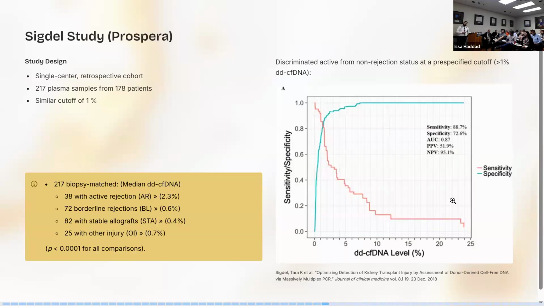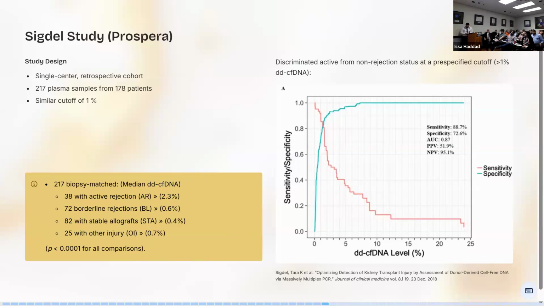And the third study that they did, the first two studies, they looked at AlloSure. The third study was the Signal study, and they are the first, or one of the first, that used Prospera. And they looked at 217 plasma samples, and they used a similar cutoff of 1%. And of those 217, 38 had active rejection, and their median donor-derived cell-free DNA was 2.3%. 72 had borderline, and the donor-derived was much lower at 0.6%. And the 82 stable allografts were 0.4%, and some other injuries like ATN or AIN were 0.7%.